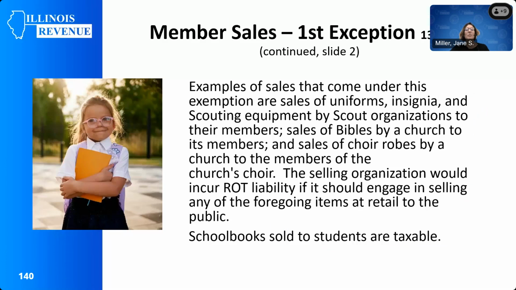Examples of sales that come under this exemption are sales of uniforms, insignia, and scouting equipment by the Scout organizations to their members, sales of Bibles by a church to its members, and sales of choir robes by a church to the members of the church's choir. The selling organization would incur retailer's occupation tax liability if it should engage in selling any of the foregoing items at retail to the public. School books sold to students are taxable.